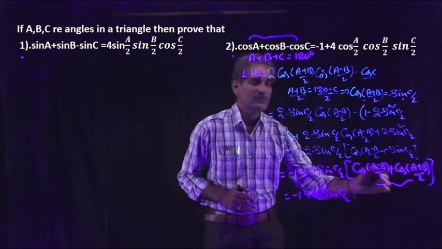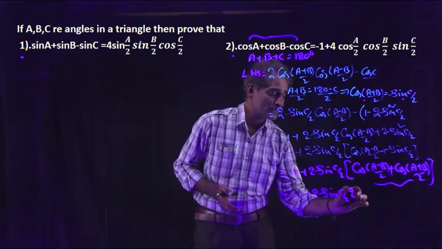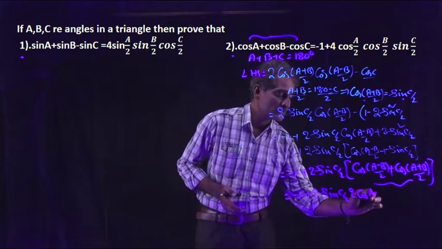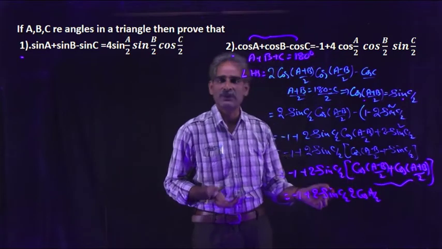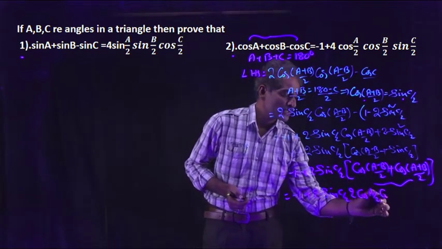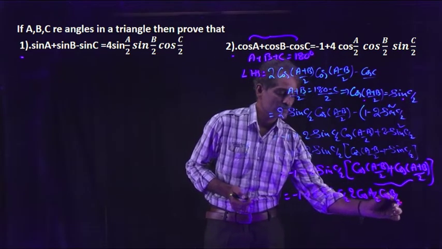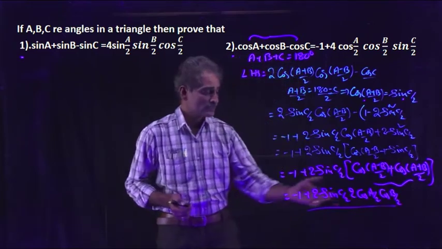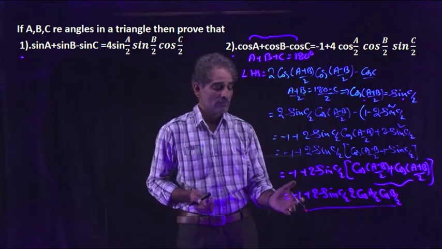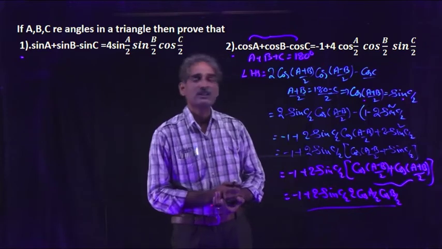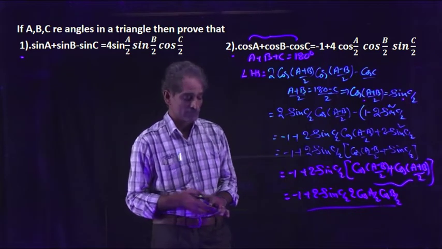cos(A+B) plus cos(A-B) is 2 cos A cos B. Here, in place of A there is A/2, so 2 cos(A/2) cos(B/2). This is the required answer. Just take 2 into 2, 4. Minus 1 plus 4 cos(A/2) cos(B/2) sin(C/2). That is the required one.